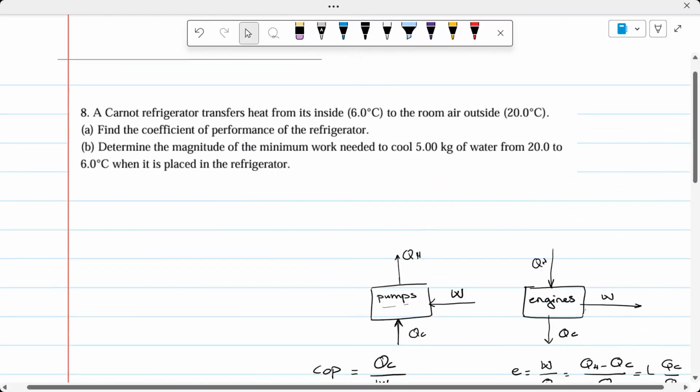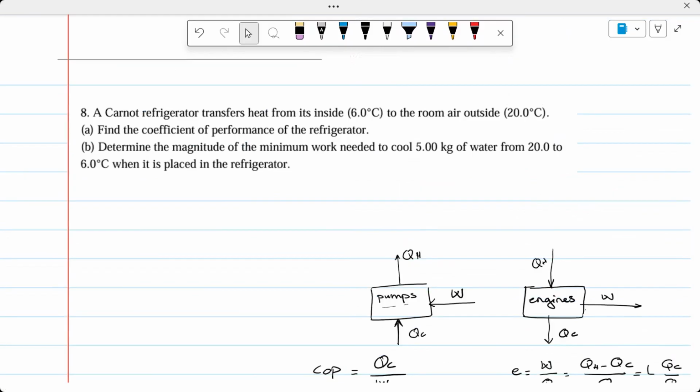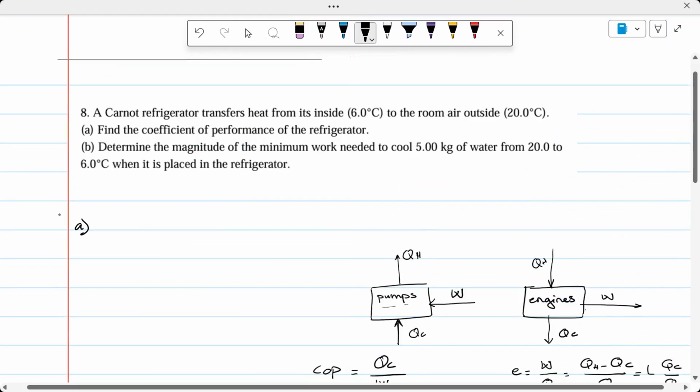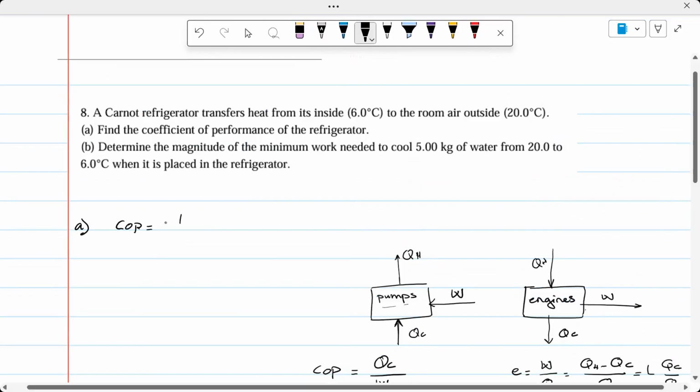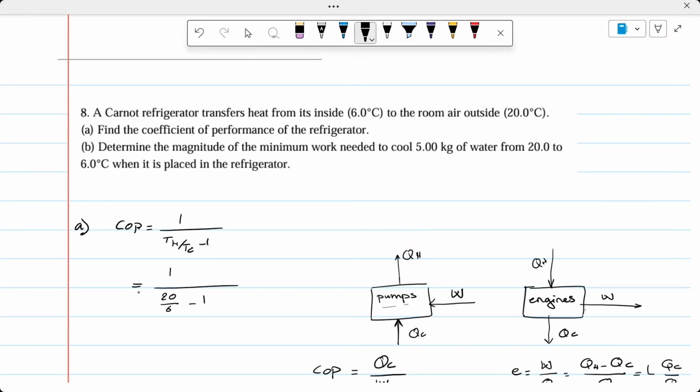We have a Carnot refrigerator transferring heat from its inside to the room air outside. Part A, find the coefficient of performance of the refrigerator. Since this is a Carnot refrigerator, I can write the formula for the Carnot fridge, which is only in terms of temperatures. So this gives me 1 over 20 over 6 minus 1.